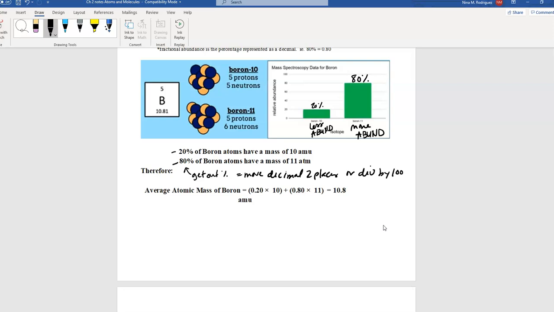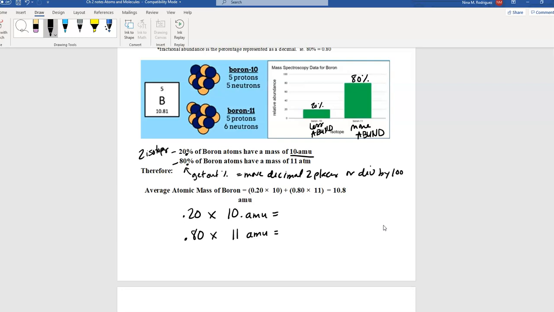So 20%. We're going to go 20, and I know you only see one sig fig, but in AP we don't do one sig fig. So we're going to pretend like there are decimals sitting right there. So 0.20 times the mass of that isotope. Right here you have 2 different isotopes, isotope number 1, isotope number 2. We're going to multiply it by the mass, 10 AMU. And then you're going to get 0.80 times 11 AMU, and you're going to multiply those out.